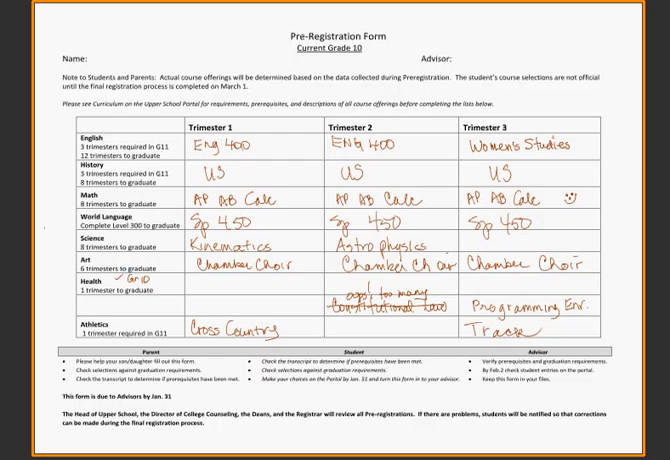You can also see that this student has filled out the art row with chamber choir, and down below they've added their athletic participation in trimester 1 and trimester 3 with cross country and track. Alright, so that is our pre-registration form completed for a rising 10th grader who is looking at their curriculum choices for their 11th grade year.